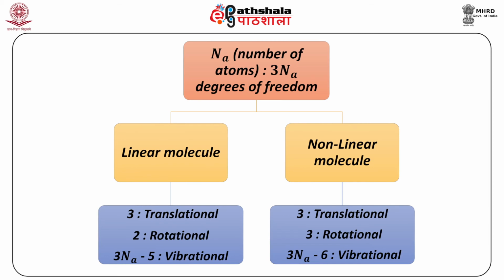Then, as you can see here, for a non-linear solid, there will be 3 translational degrees of freedom and 3 rotational degrees of freedom. Had it been linear, it would have been 2 rotational degrees of freedom, and the remaining 3Na minus 6 will be vibrational degrees of freedom. For a linear solid, it would have been 3Na minus 5. So that is how Einstein started his theory.